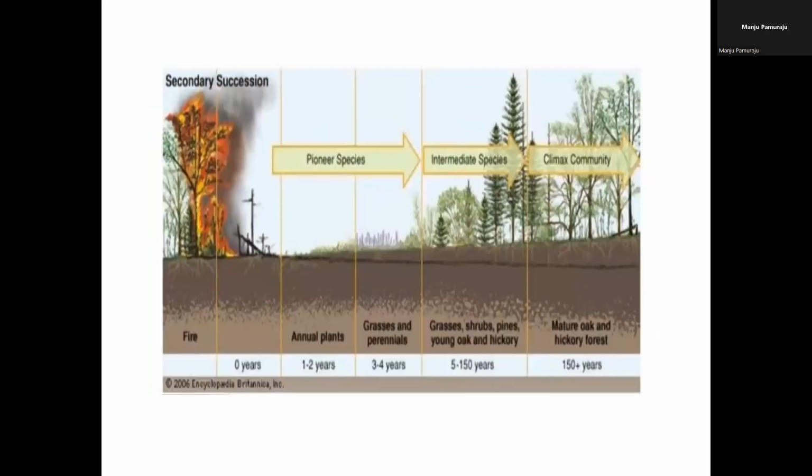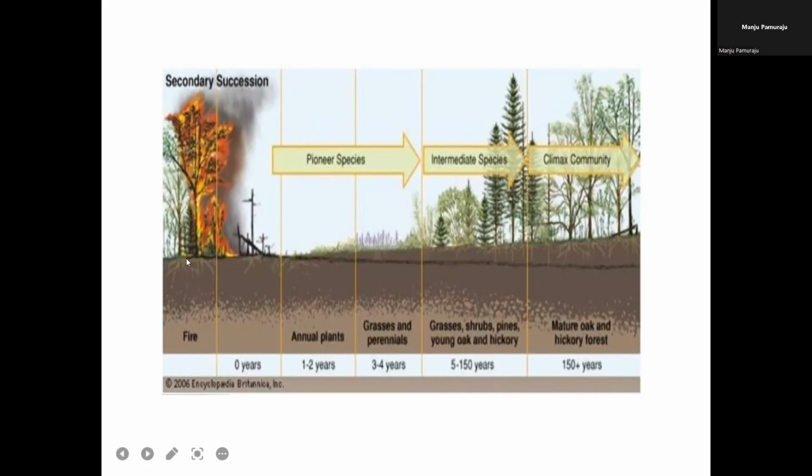In secondary succession, the plants are there, but due to fire the area becomes bare. Again the seeds present inside the soil germinate. The pioneer species are annual plants. This is followed by grasses and perennials and intermediate species, and at last the final community is formed. It takes time to form a climax community.